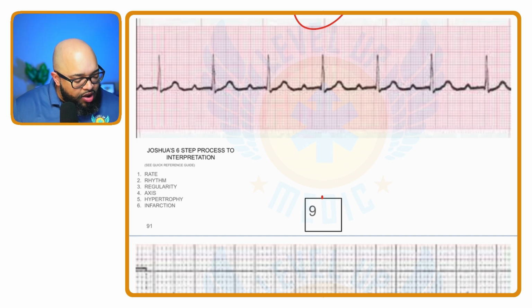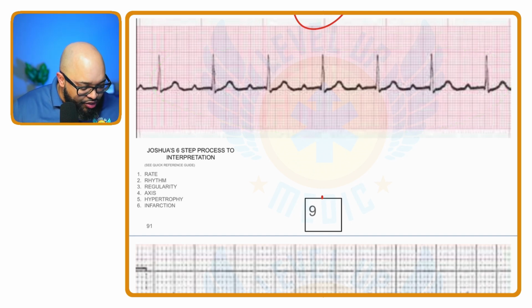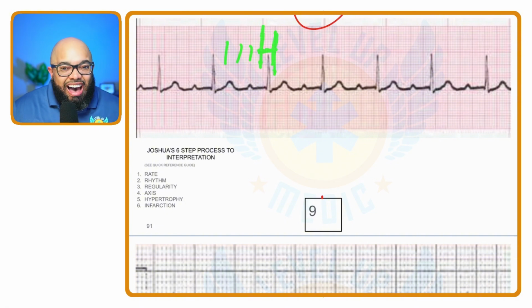Number 9 would be a little different. So let's go to number 9. Very first thing we're going to look at is the rate, right? So I like to scan left to right to see if there's one on a line. This one right here is on a line. So we're going to go 300, 150, 100, then 75, 60. It's kind of halfway between the two. So halfway between 60 and 75. So let's say about 67, somewhere in there.